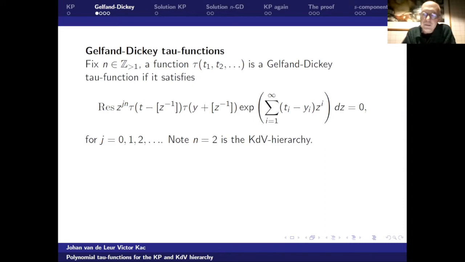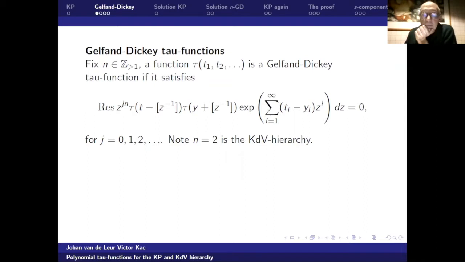A Gelfand-Dickey tau function is also a KP tau function, but it satisfies more of these bilinear equations. In fact, you take a positive integer n, and you assume that this holds. So this is KP if j is equal to 0. But you have more of these powers here, so also c to the power n, c to the power 2n, c to the power 3n, and this should hold for all j. So j equal to 0 is the KP hierarchy, and then this other will give some reduction.